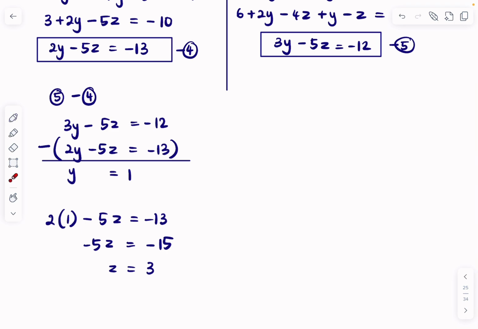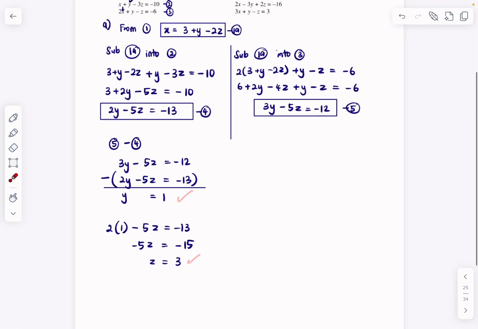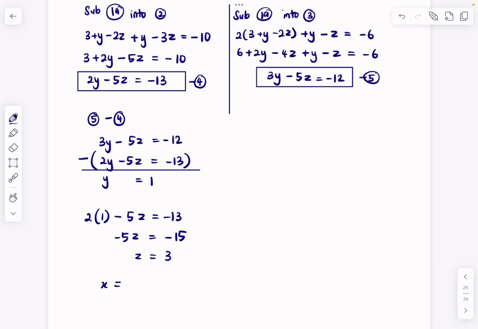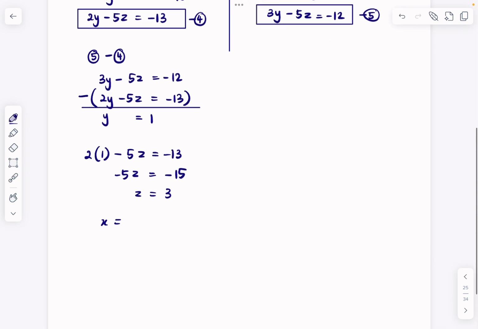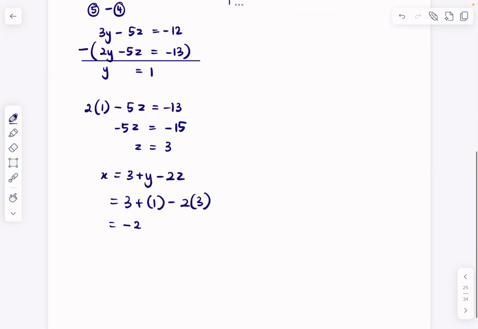Right. Now that we have y and z, we can try to find x. So x is this. So you can say x equals to 3 plus y minus 2z. Three plus 1 minus 2 times 3. So this will give us 4. 4 minus 6 is negative 2. So we can conclude x is negative 2, y is 1, and z is 3. Done.